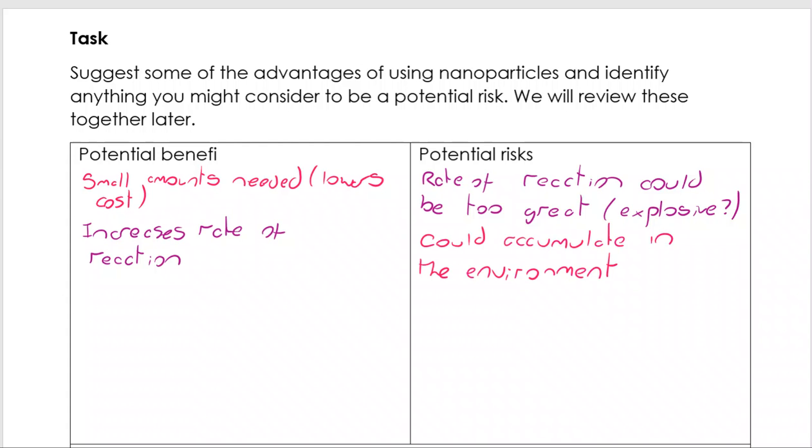Silver is one of the most common nanoparticles. It's actually used as an antibacterial agent, but is that silver going to build up, the silver nanoparticles accumulate within animals and cause an impact with them?